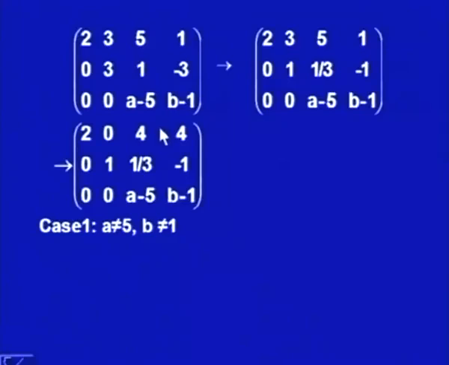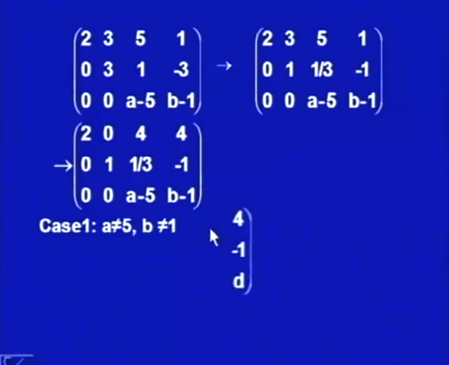And if a is equal to 5, so this row will be 0, and if b is not 1, then this system is actually equivalent to z into 0 is equal to b minus 1. b minus 1 is not 0. So this equation doesn't have any meaning, and that is why this will not have any solution.